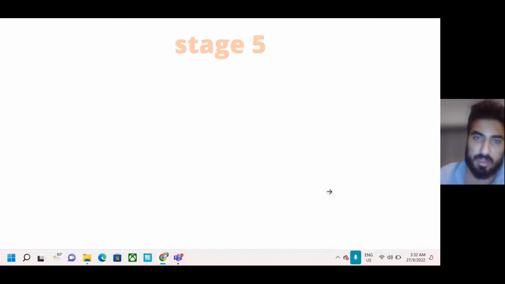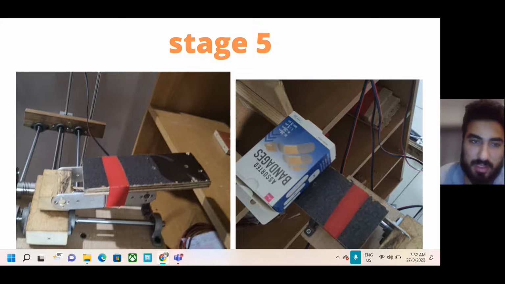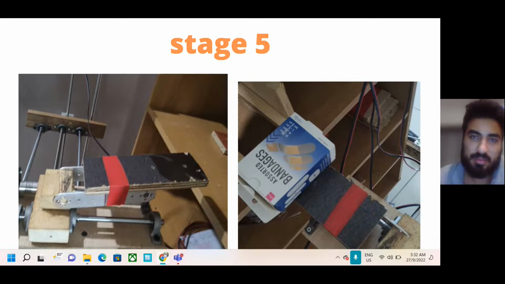After stage 4, I started building the end effector. The end effector is how the robot is going to pick the medicine. What I proposed in my concept design is that a suction cup will be used, but after doing a lot of research and trying the suction cup and everything, I figured out it's very weak and it cannot hold the medicine. So I thought of doing something that can pick up the medicine from below and hold it.